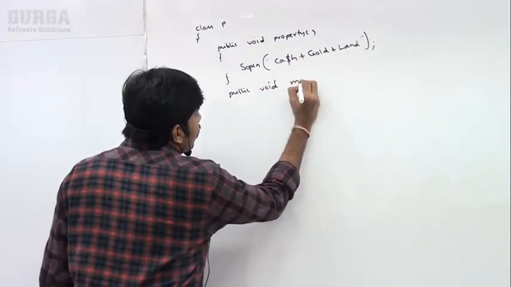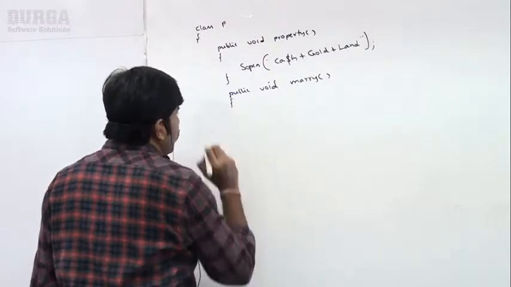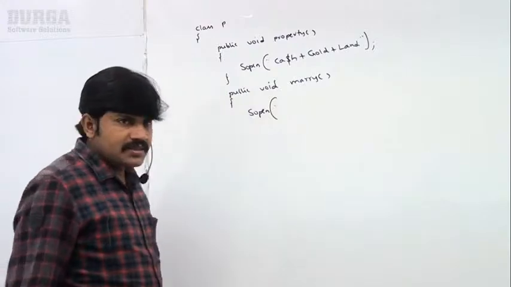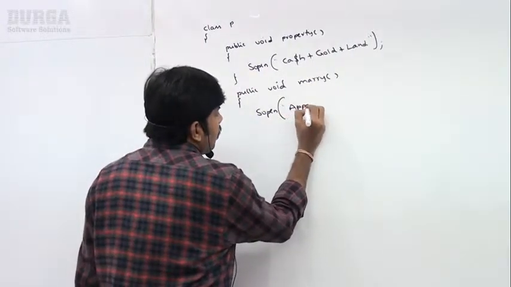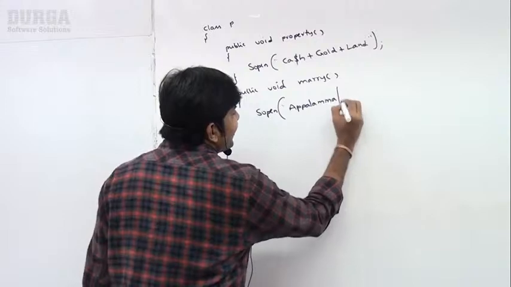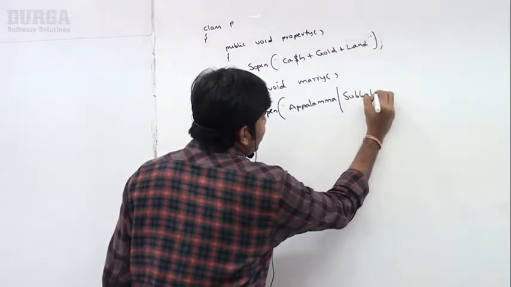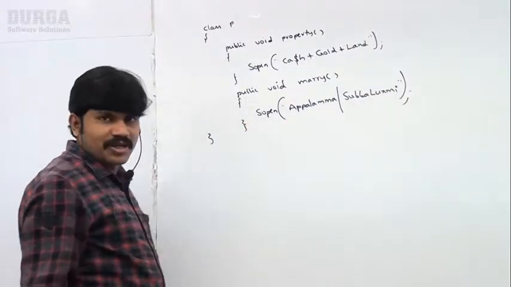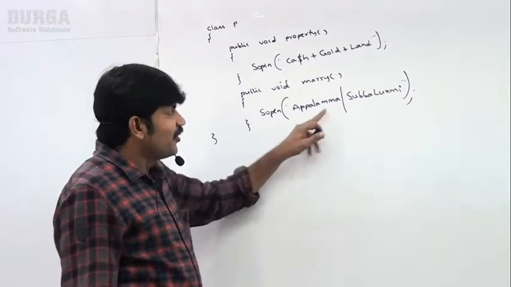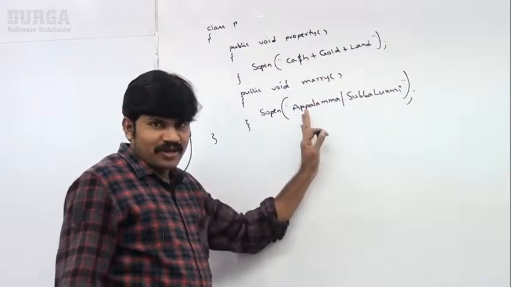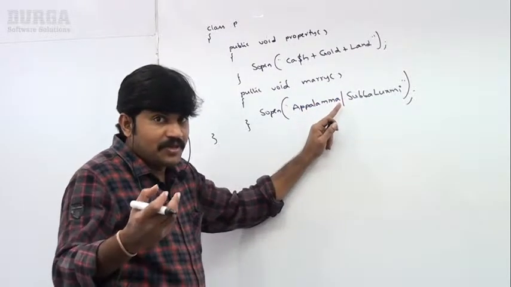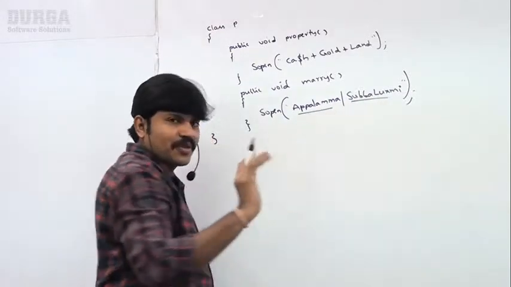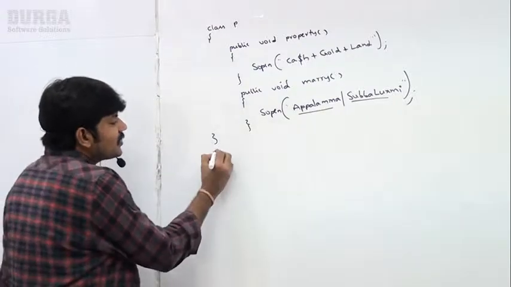Assume a method public void marry, with System.out.println: parent arranged marriage with some Appalamma, or Subbalakshmi. Sir, these are Telugu names, names from my local language. They are the kind of names people from very rural villages have. Assume that.